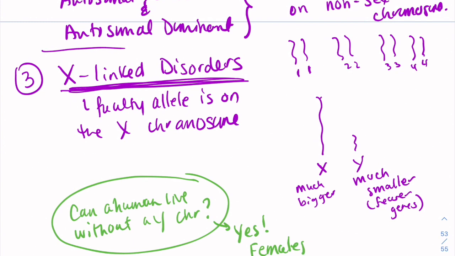Females have no Y chromosome. Females are XX, correct? And we do just fine. So you actually don't need a Y chromosome to develop and survive as a human organism. I mean, the genes on the Y chromosome are important for sex determination, but they are not important for survival, whereas those on the X are.